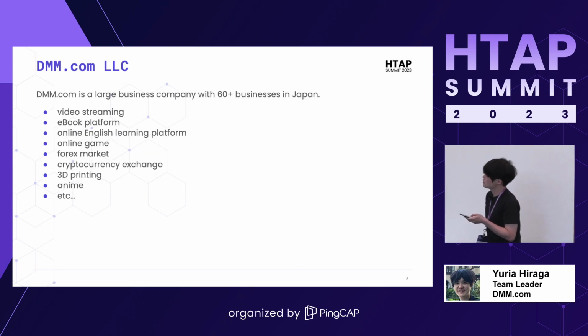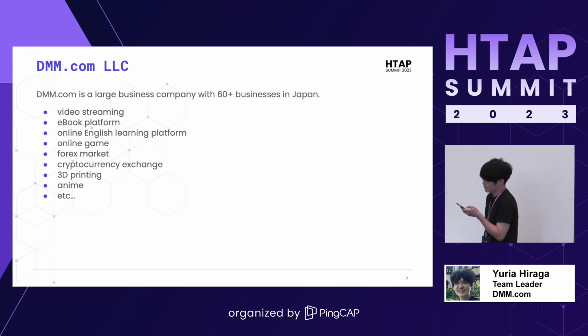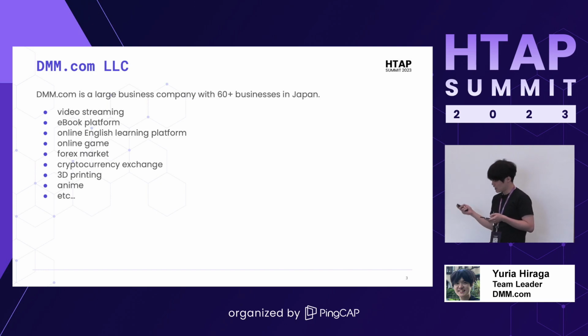This is the introduction. DMM.com is a large business company with 60 plus businesses in Japan. Our businesses are video streaming, ebook platform, online English learning, online game, forex market, cryptocurrency exchange, 3D printing, anime, and a lot of other businesses.